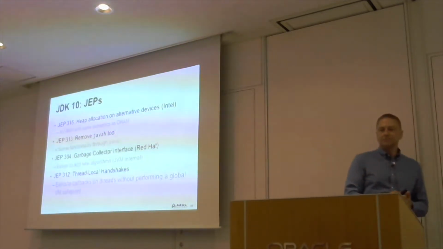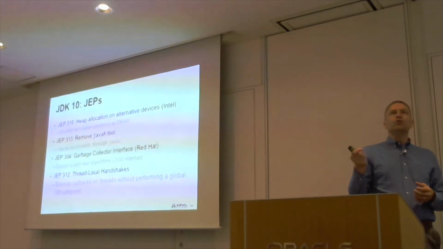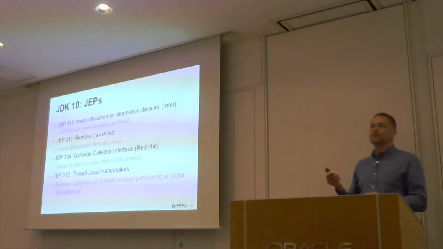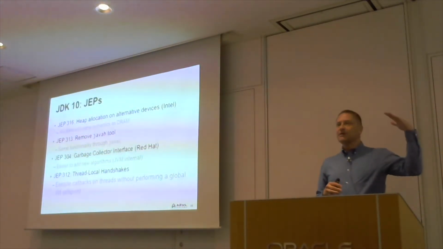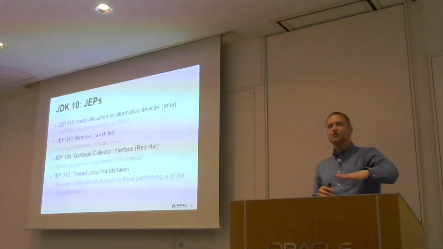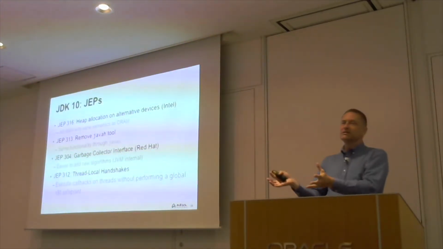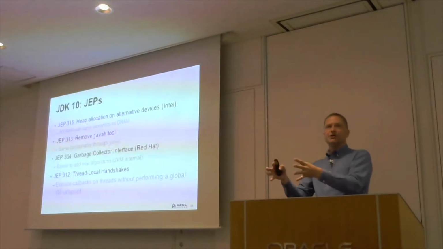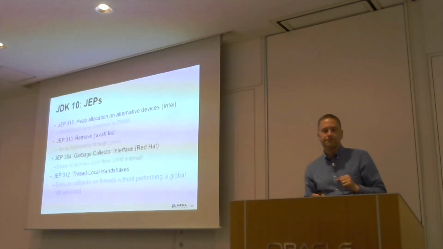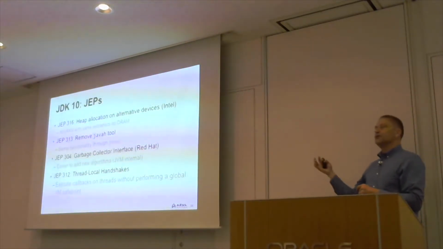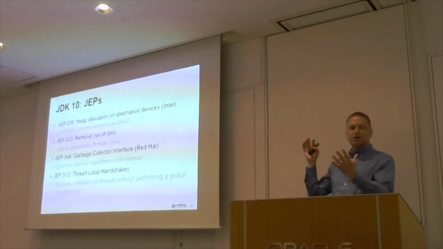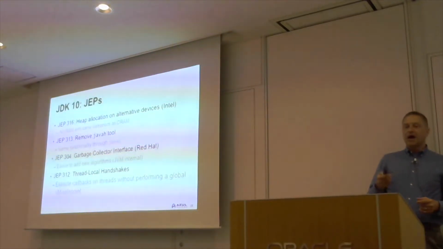Pretty minor. A garbage collector interface, an internal one. This was proposed by Red Hat, and it's not about having an interface from an application to the garbage collector. It's about being able to replace the entire garbage collector in the JVM through a standard interface. That's good for Red Hat because they have the Shenandoah project. It's also good for Azul because we have C4, which I'll talk more about in a moment.